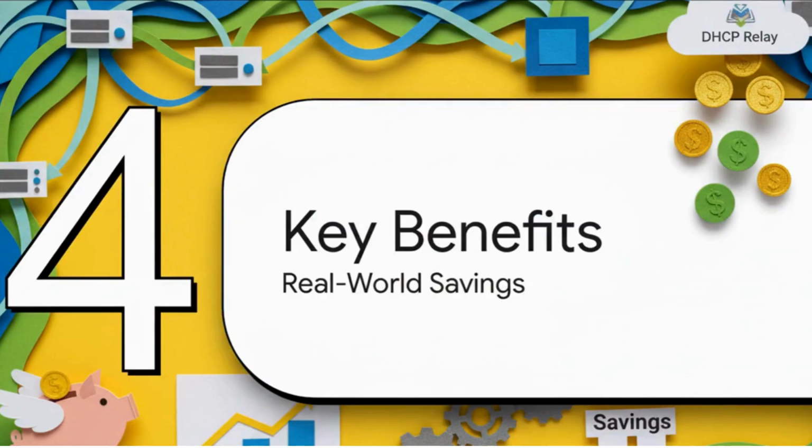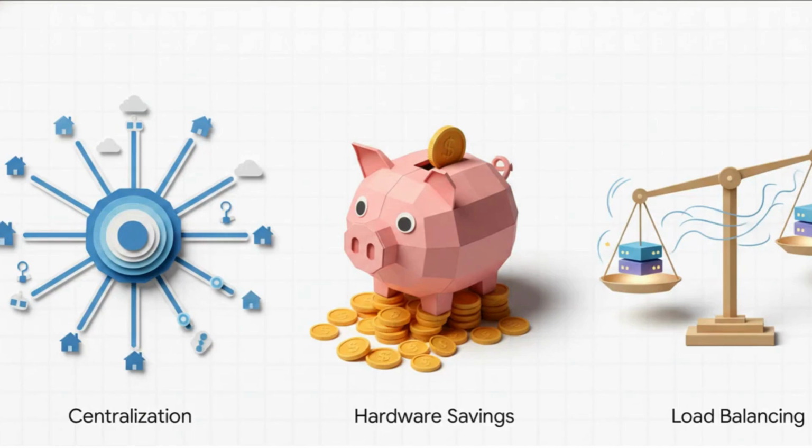Let's talk real-world value in Section 4, key benefits and savings. This isn't just neat technology for the sake of it. It has massive real-world implications for your bottom line. Implementing DHCP Relay gives you 3 huge benefits for your infrastructure: complete centralization, incredible hardware savings, and the prevention of nasty IP conflicts through better load balancing.